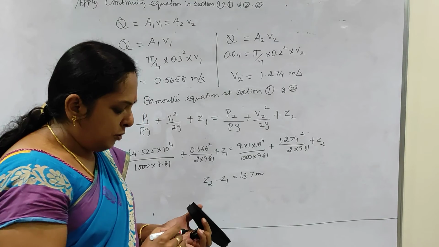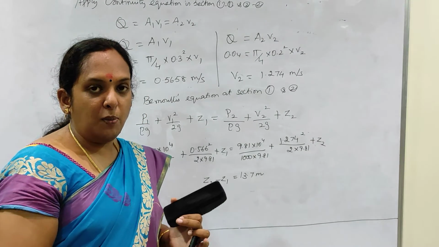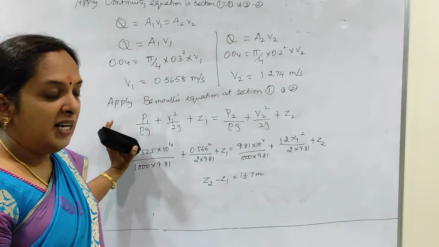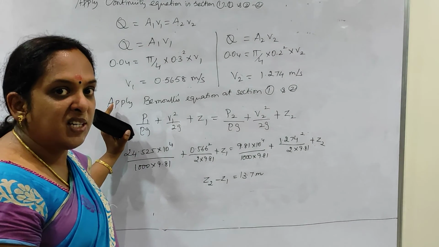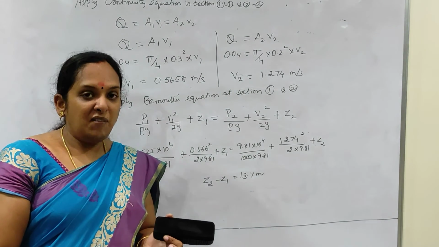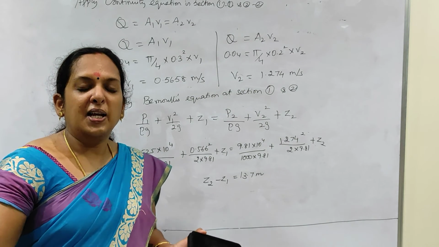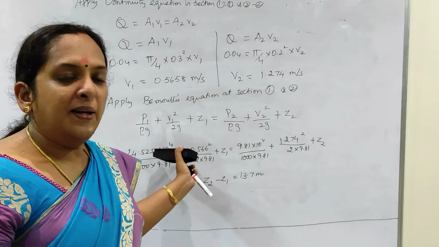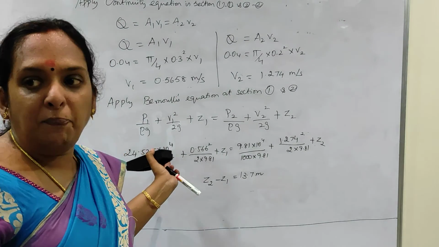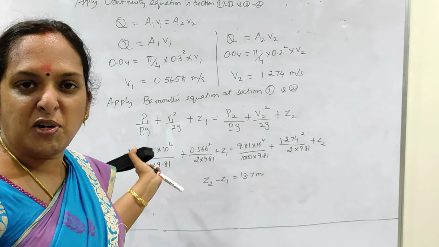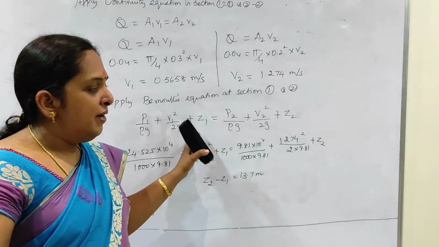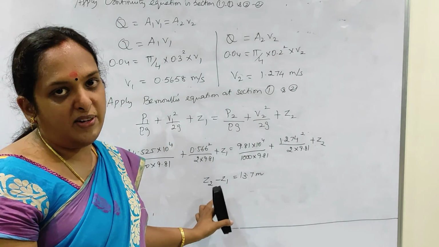Is it clear, guys? So here we have seen three different problems on Bernoulli's equation. In the first sum, instead of asking for the pressure head, we saw the question asking for the velocity head. In the second one, they asked for the pressure. Now in this third problem, instead of pressure or velocity, they ask you to find the value of Z2 minus Z1, that is, the difference in datum head.